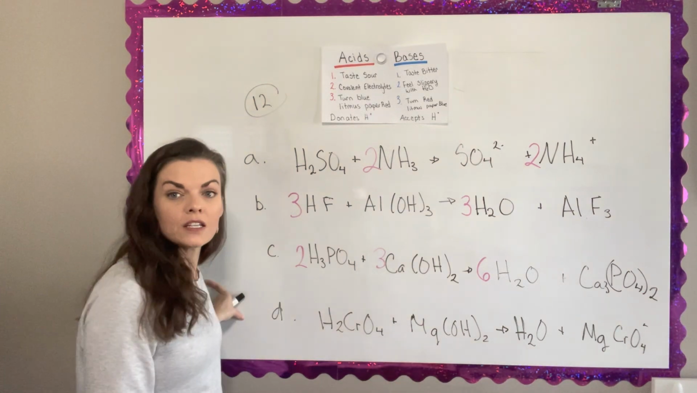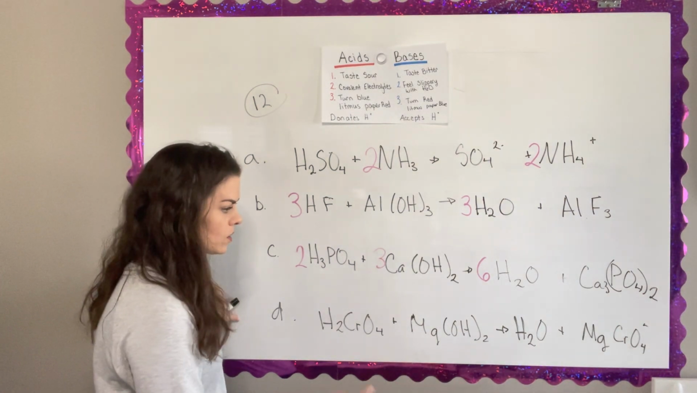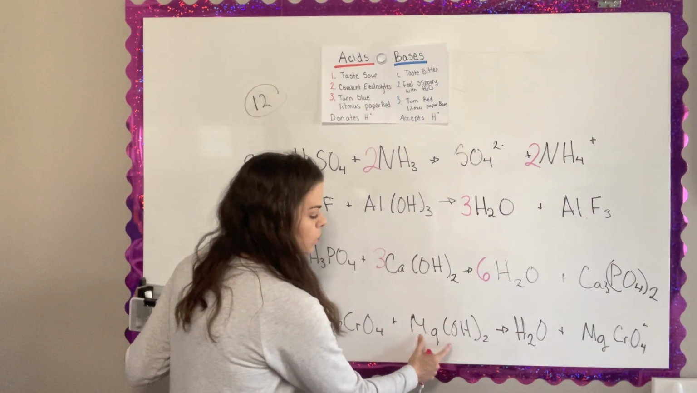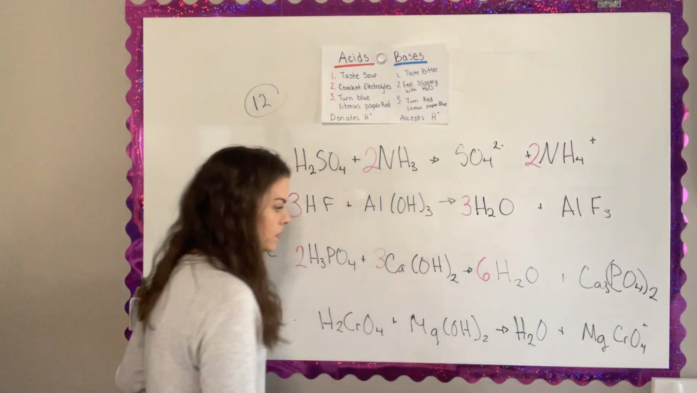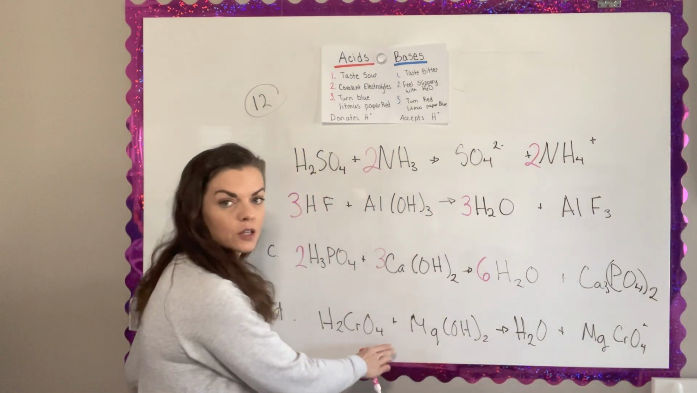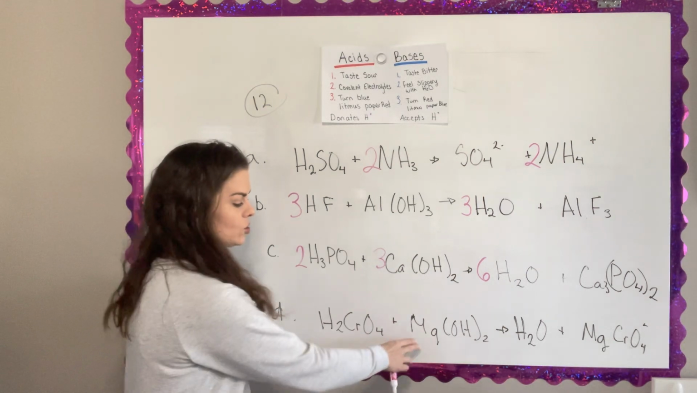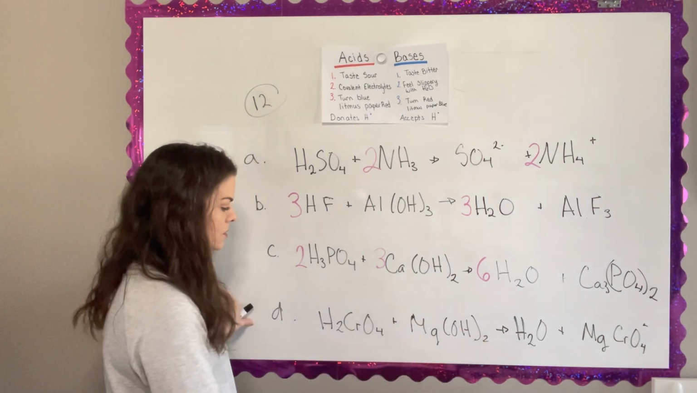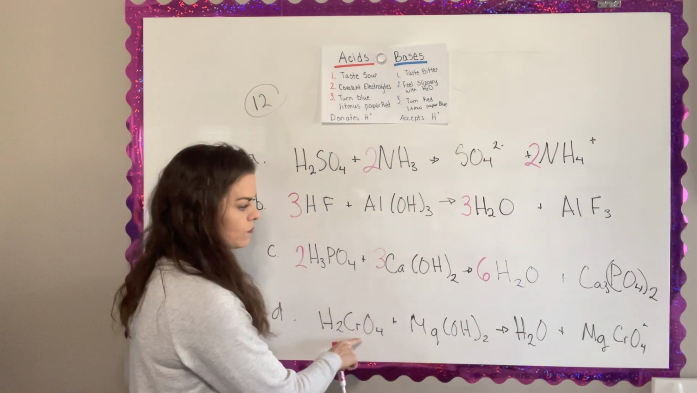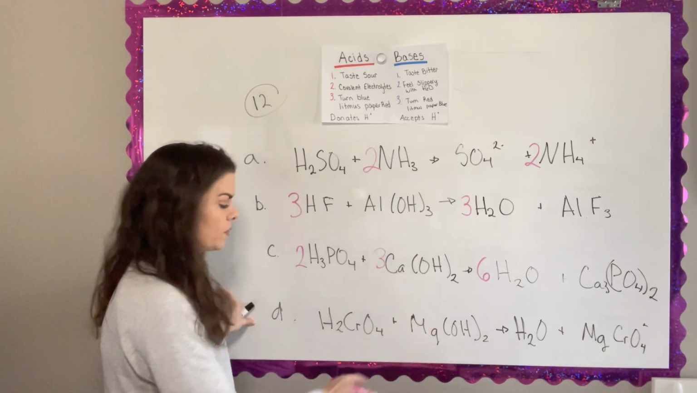You could start with magnesium or chromate. It doesn't really matter which one. Magnesium, I have 1, and chromate, I have 1. Magnesium in the reactants I have 1, and in the products 1. And the same for chromate. I actually have 1 chromate here and 1 chromate there.